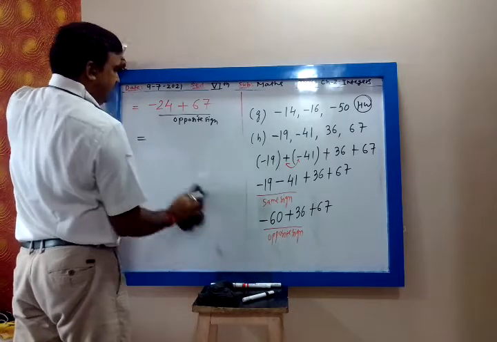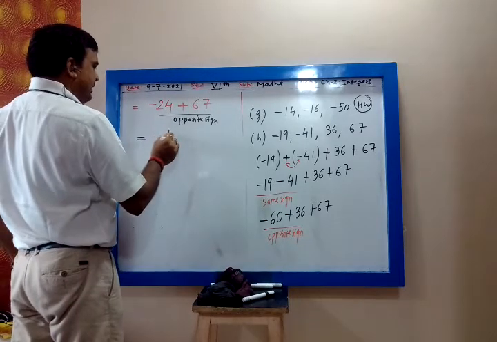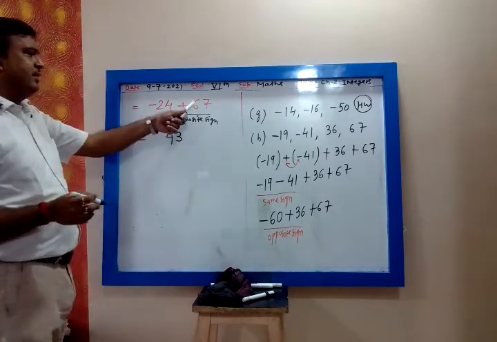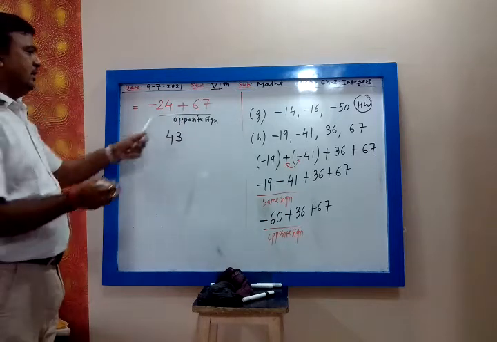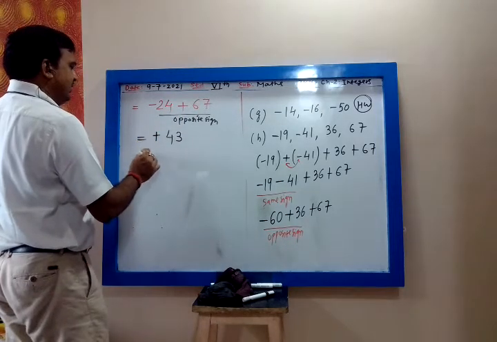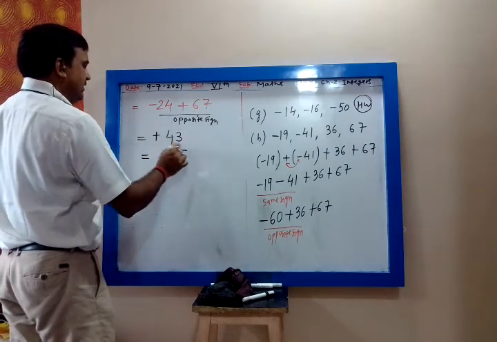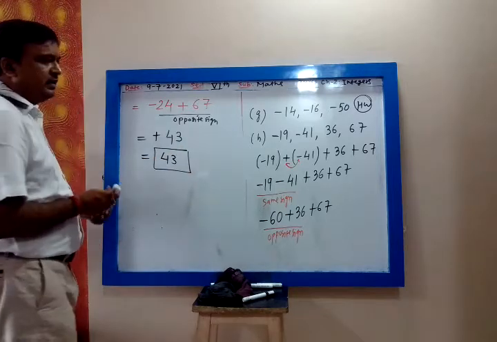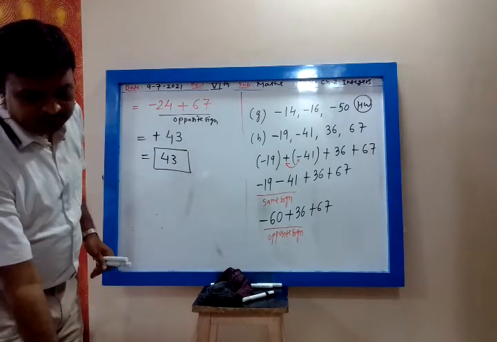Which number is bigger? 67. What is sign of that? Plus. 43 is same as plus 43. So our answer is 43. Okay?